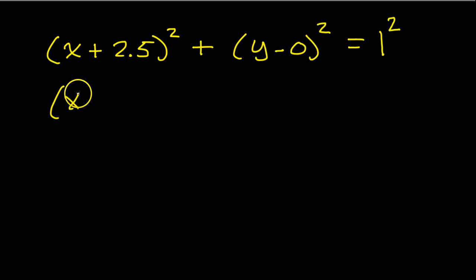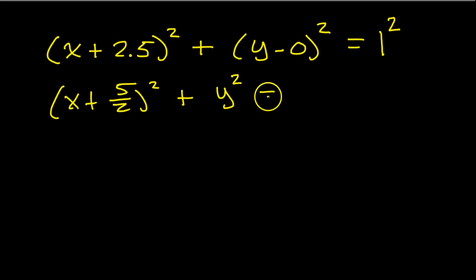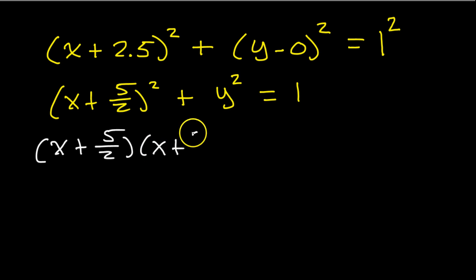So this is x plus 5 over 2 squared plus, now we have y minus 0, but the minus 0 part isn't doing anything, so that's just y squared. And 1 squared is just 1. So we're simplifying. Now let's take this part and simplify it out. So x plus 5 over 2 squared is x plus 5 over 2 times x plus 5 over 2. Alright, so we're going to double distribute this.